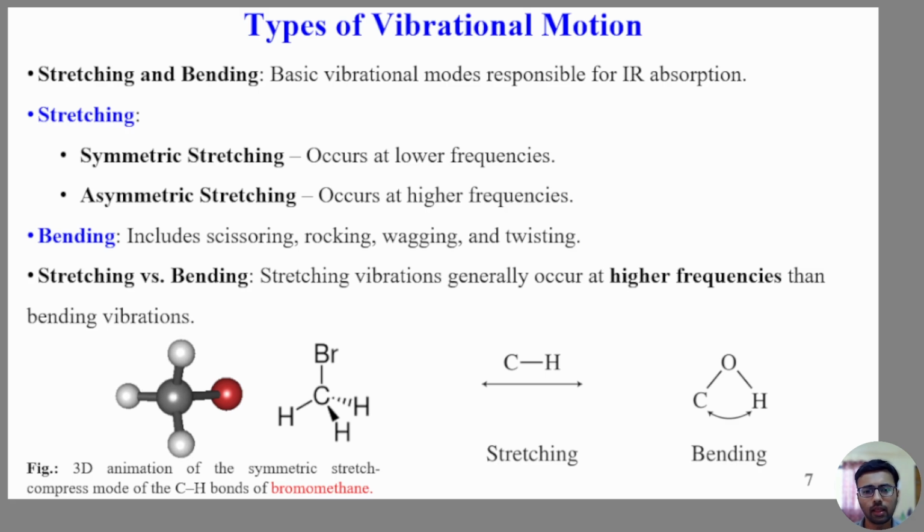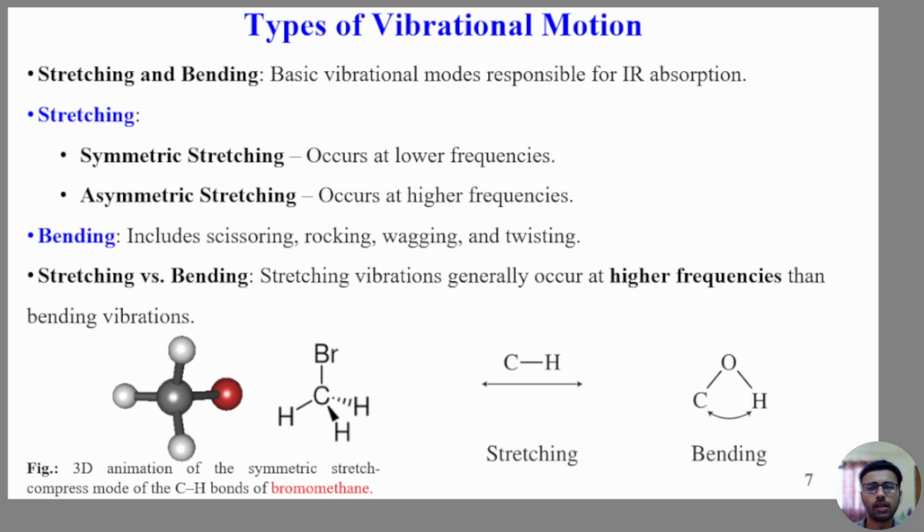In this case, identical bonds stretch and contract together at the same time. The motion is balanced and coordinated. Both bonds expand and compress simultaneously. Because the motion is relatively simple and balanced, it usually requires slightly lower energy.